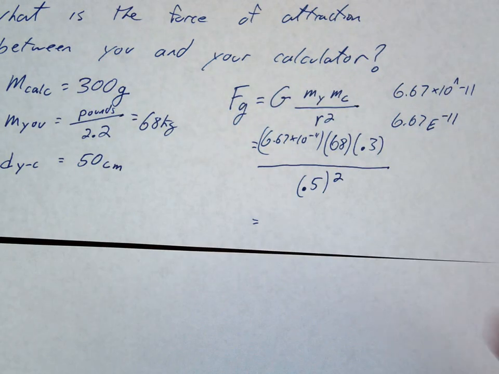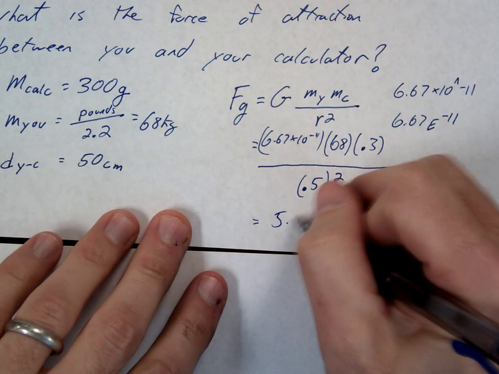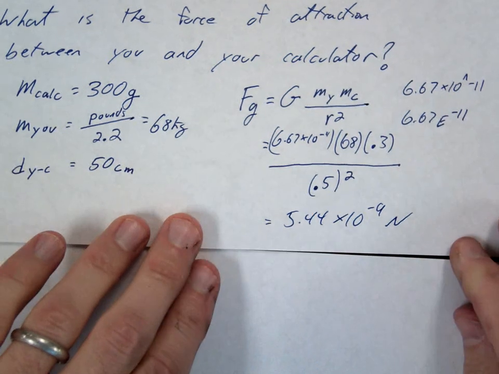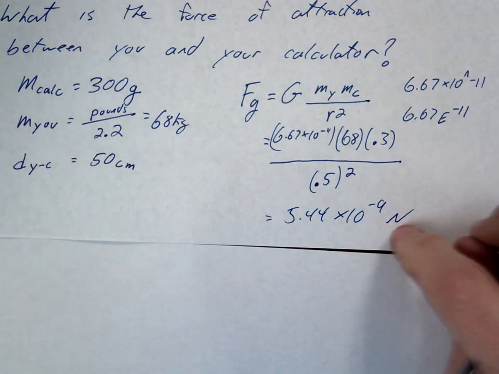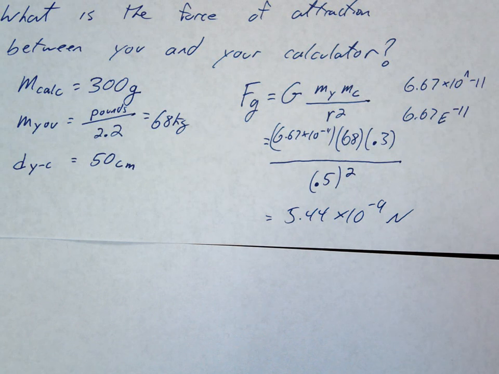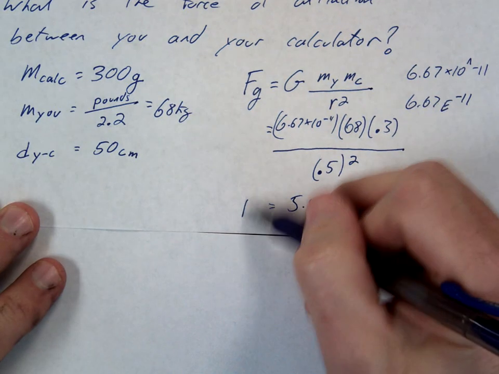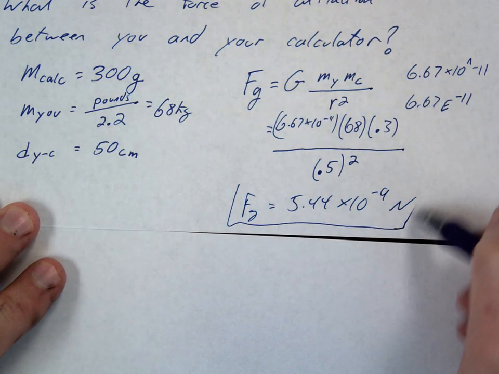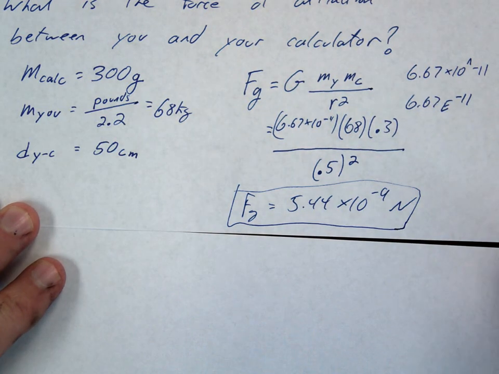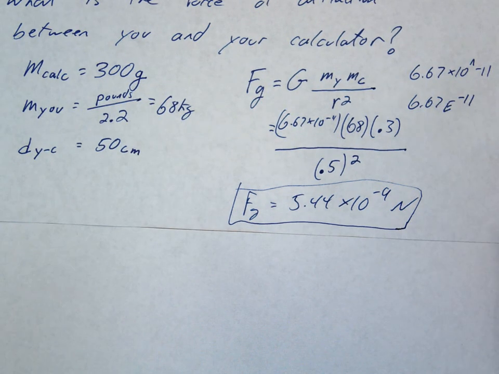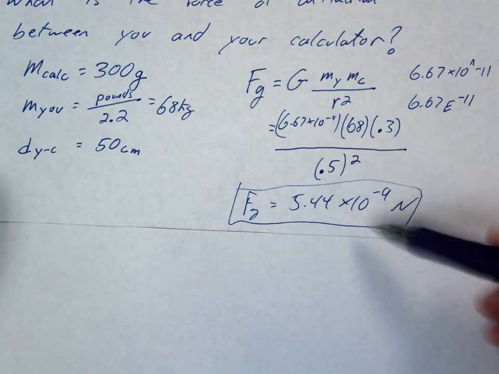Now all of you will get slightly different answers, right? But your exponent should be about the same. 5.44 times 10 to the, something like 10 to the negative 9, hopefully. Good? So anyways, that's the force of gravity. What do you notice about this number? It's a really, really small number. And again, this is why the calculators don't go flying towards me, right? They don't go attaching towards me, because it's a very, very small force.